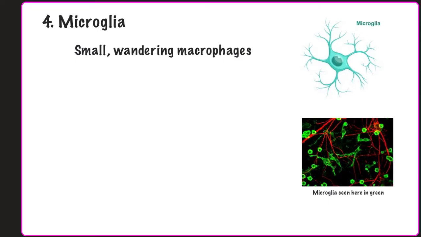So these four cells that we find within the central nervous system, again, astrocytes, oligodendrocytes, ependymal cells, and microglia, are really important to maintaining the environment within the central nervous system, within the brain and spinal cord, so that the neurons can function properly and send their signals as they should be able to.